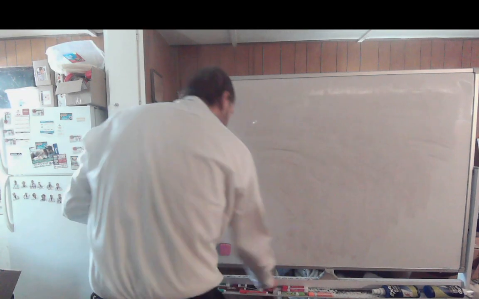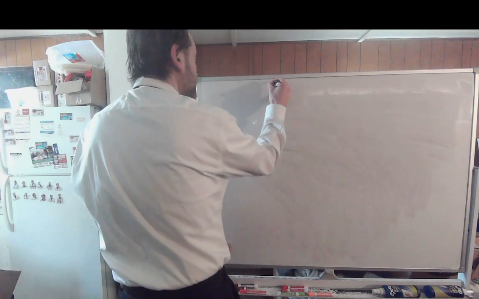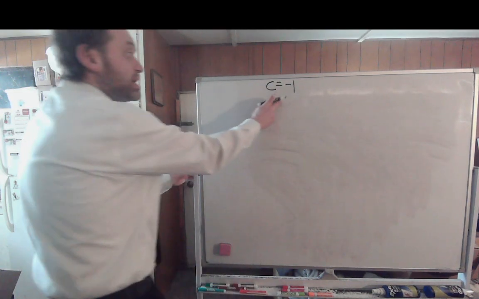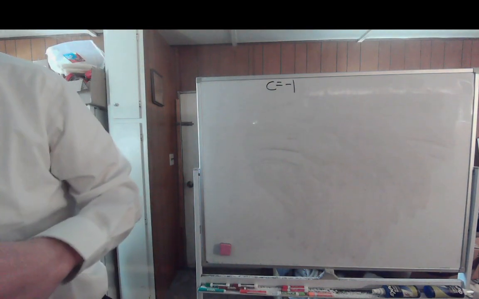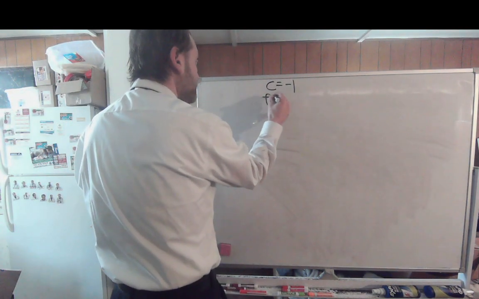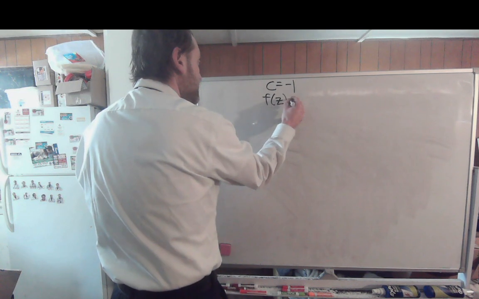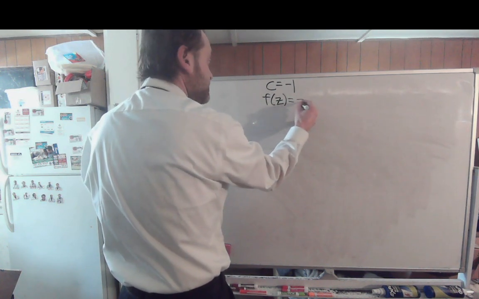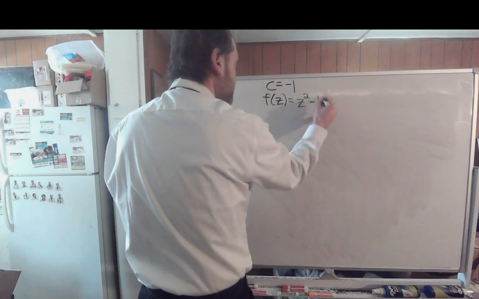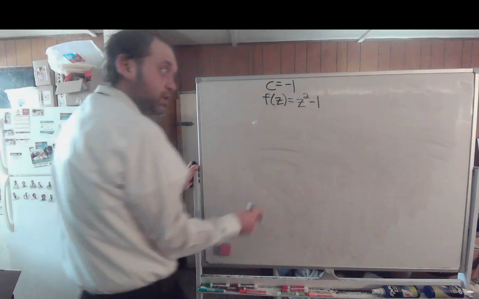What if this time we are given the complex number c equals -1? So we have the complex number -1. Does that belong to the Mandelbrot set? Well, let's set up our f of z function. F of z, of course, is your z squared plus c. That'd be z squared plus -1, or simply z squared minus 1.